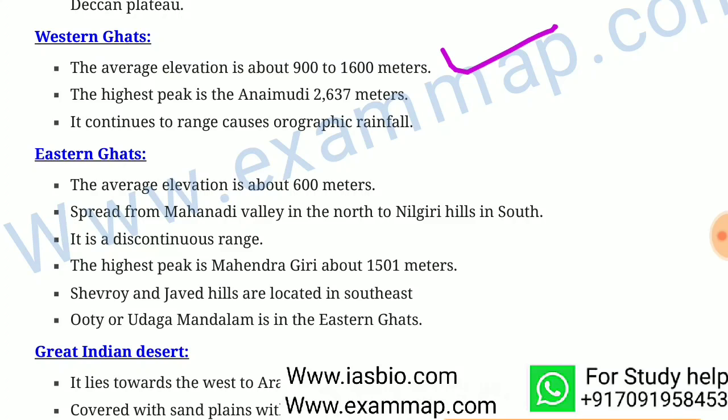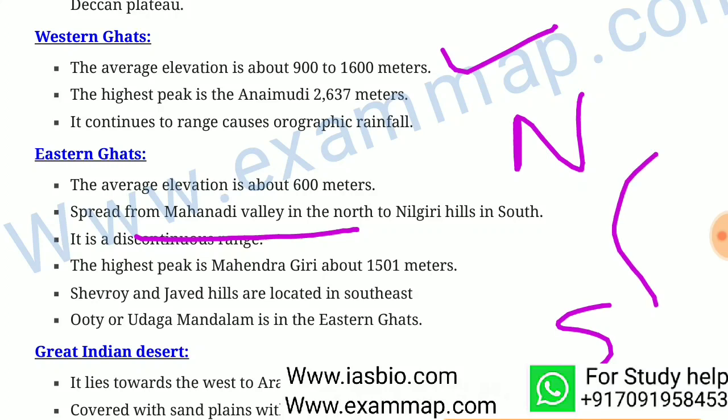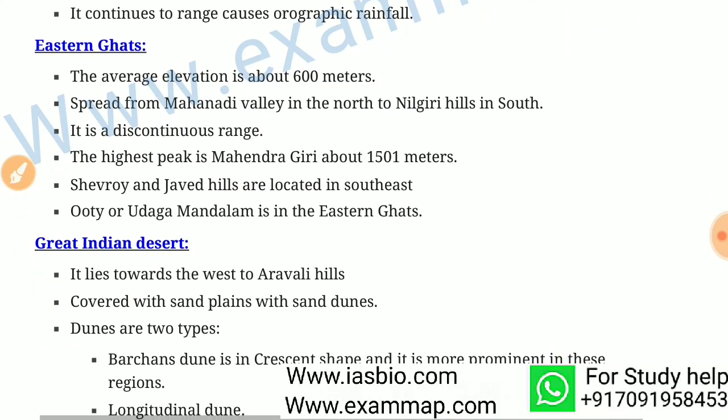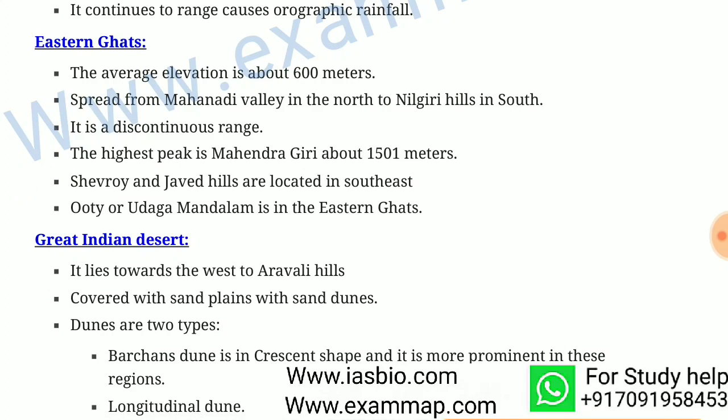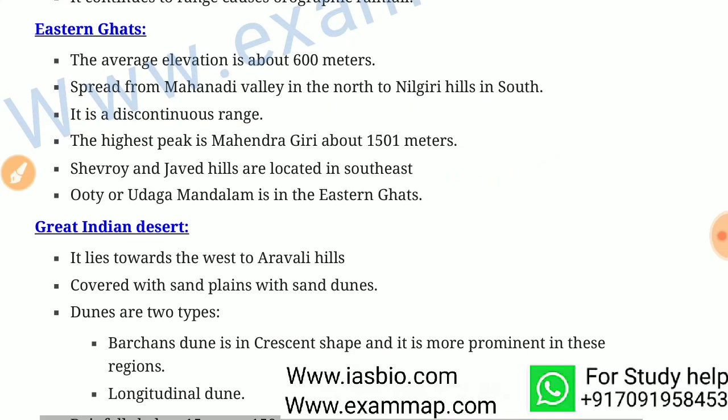Eastern Ghats spread from Mahanadi river in north to Nilgiri hills in south. It is a discontinuous range and highest peak of Eastern Ghats is Mahendragiri, which is 1501 meters. Servaroy and Javadi Hills are located in southeast and Ooty or Udagamandalam in Eastern Ghats.